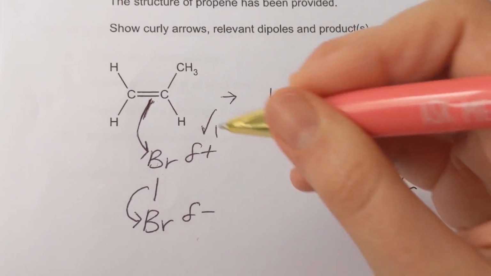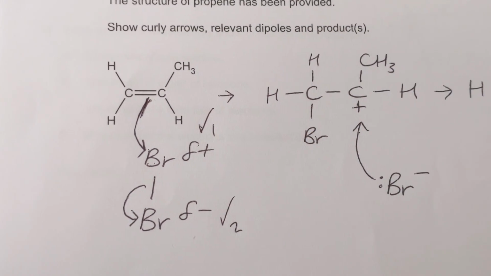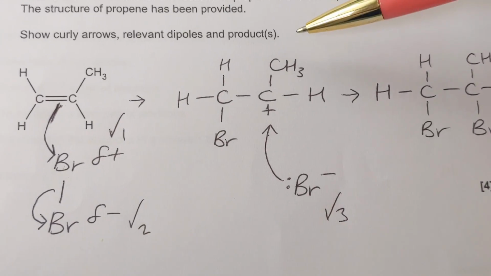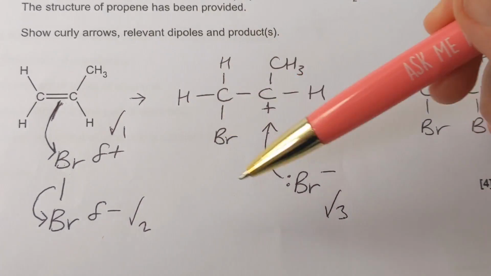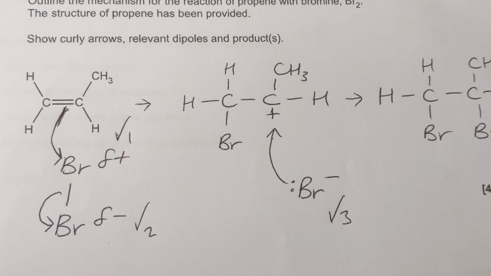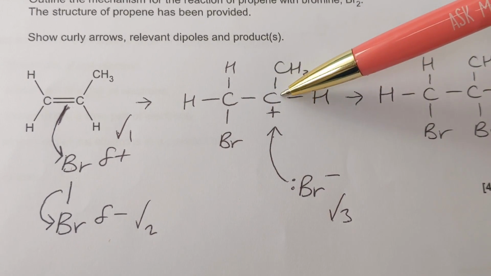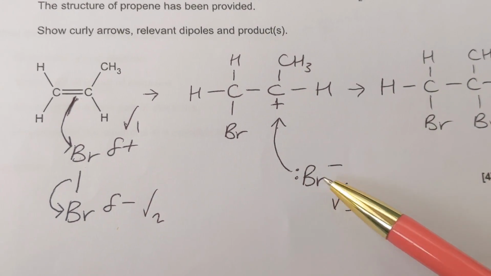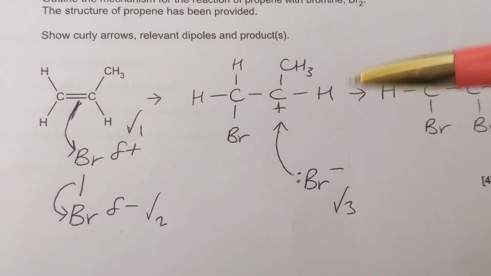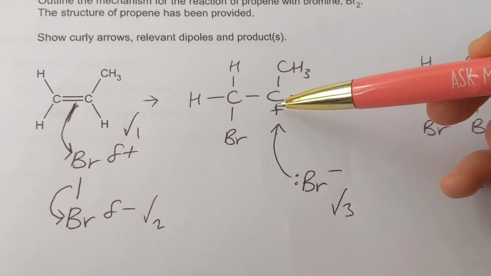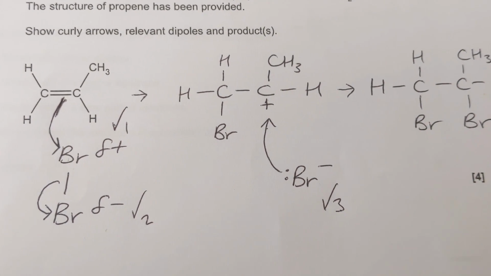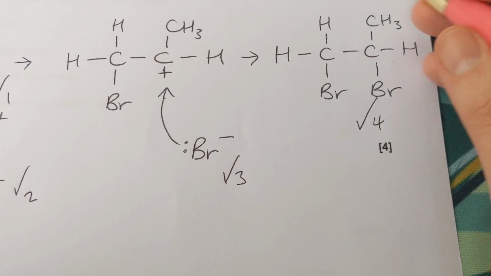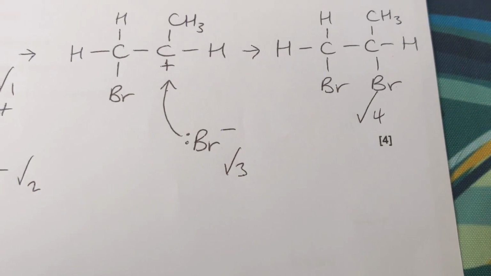So we normally get 1 mark for each of these curly arrows. Then we form our carbocation intermediate. That's a compound with a positively charged carbon, and this is a reactive center. That bromide that's hanging around from here is going to attach to this carbon and form a bond. And the product, that is our final mark.